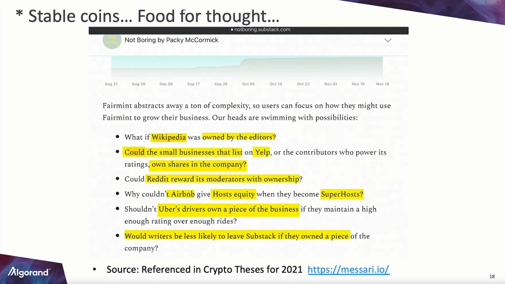And all of these work along the same line. So it could be a small business that lists on Yelp, where the contributors help power it and own shares in the company. Could Reddit reward its moderators with ownership? Airbnb hosts get equity if they become a superhost. Uber drivers: the profits are exponential, but the drivers are at a linear income. It's very straight and narrow.